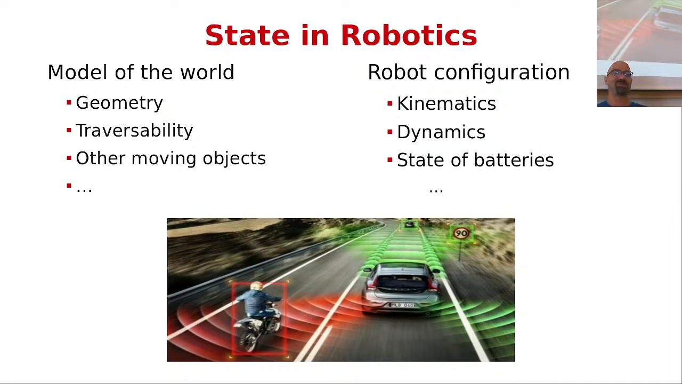So this concept of state is all the information about the past, or a set of variables that allows you to predict the future. At least this is my notion of state, the classical Markovian state.